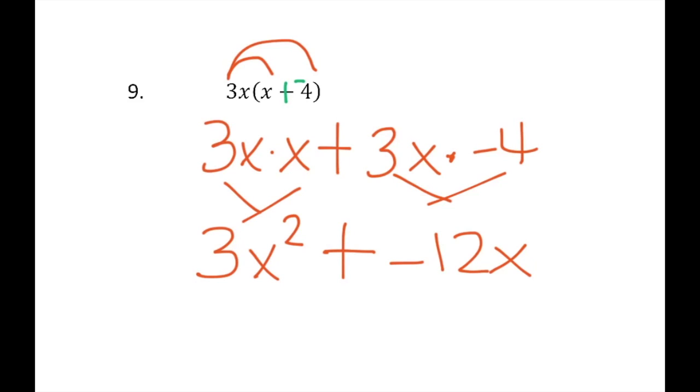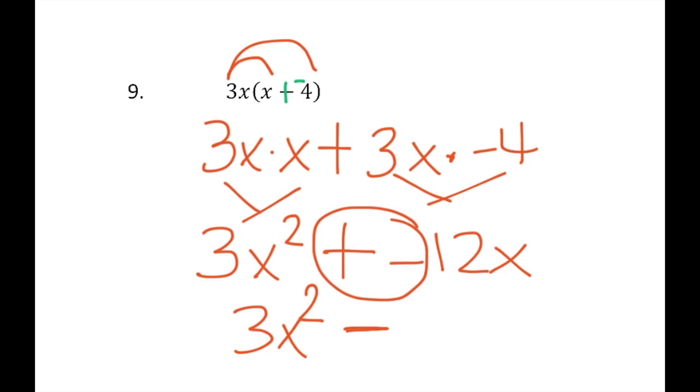Now, I've talked about this in some of the other videos. I'm going to cover it quickly. I don't like double signs. I know I used it to get the right sign, but now I'm going to basically undo it. What is the opposite of plus a negative? It is just subtract. So my final answer would be 3x squared minus 12x.